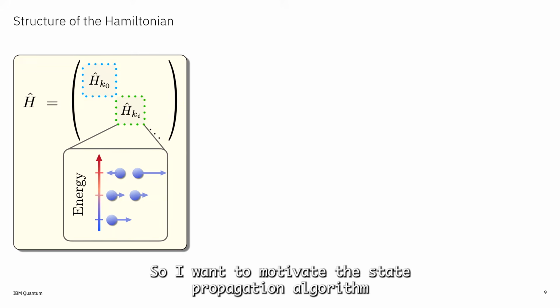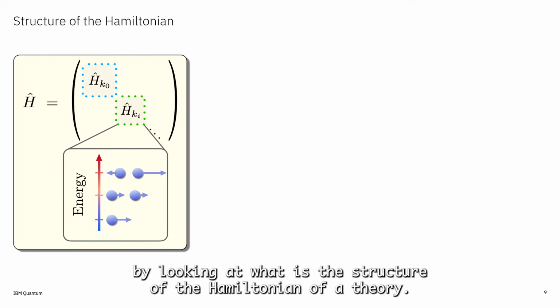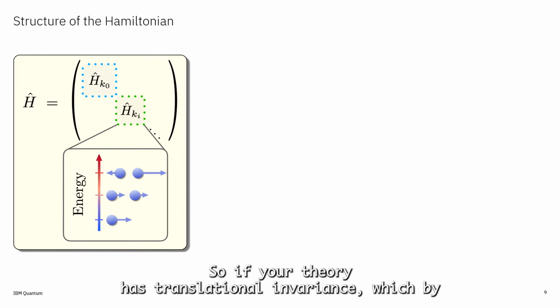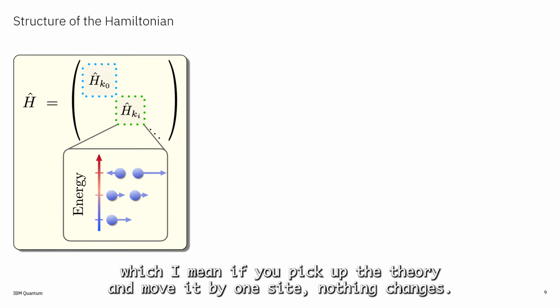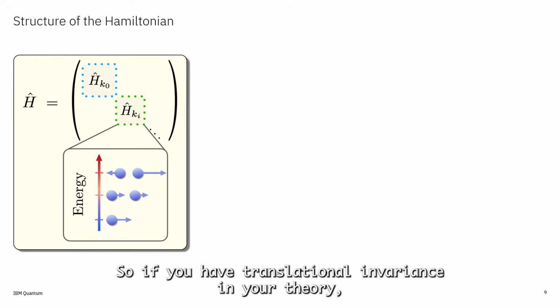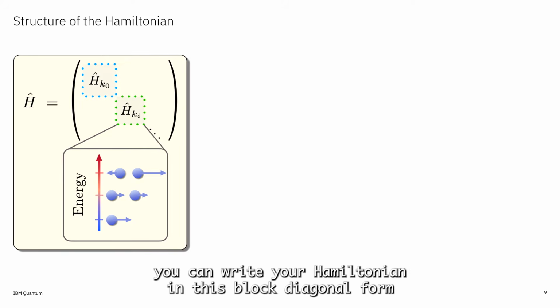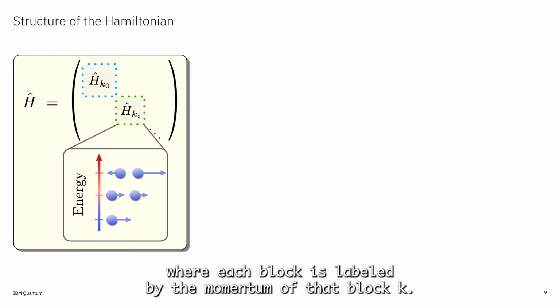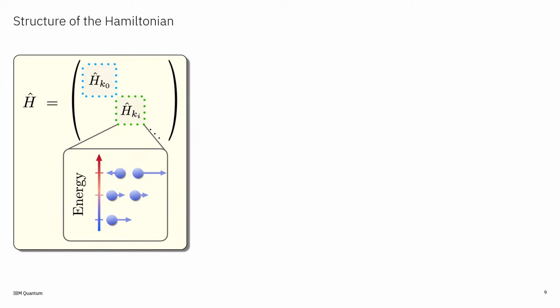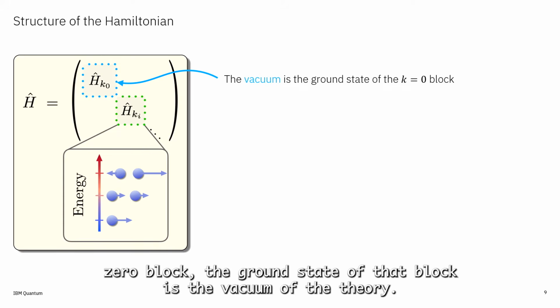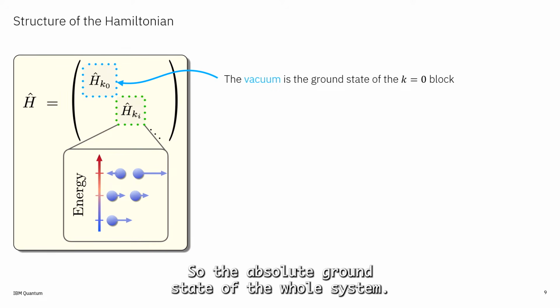So I want to motivate the state preparation algorithm by looking at what is the structure of the Hamiltonian of a theory like this. If your theory has translational invariance, by which I mean if you pick up the theory and move it by one site, nothing changes, then you can write your Hamiltonian in this block diagonal form, where each block is labeled by the momentum of that block, k. So if you look at the k equals 0 block, the ground state of that block is the vacuum of the theory, so the absolute ground state of the whole system.